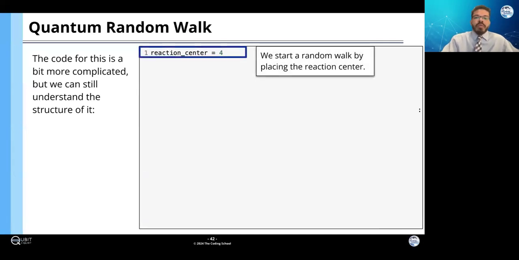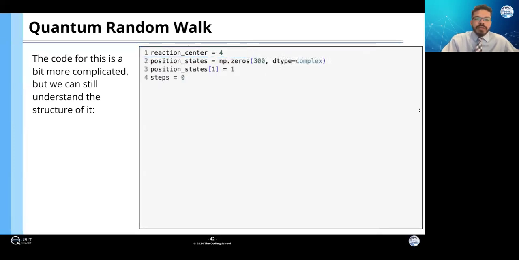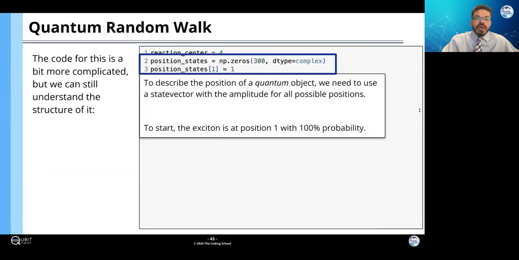Okay, so we place the reaction center at some particular coordinate. Then we create a state vector. So position states equals np.zeros with complex. That gives us a state vector of length 300. So there are 300 places where our exciton could be. And we turn the first place into 1, so everything else is a 0. The first position is a 1. That means our quantum exciton is located at the first pigment molecule.